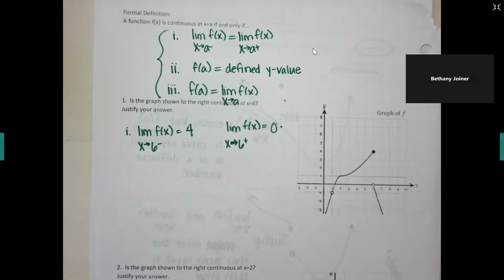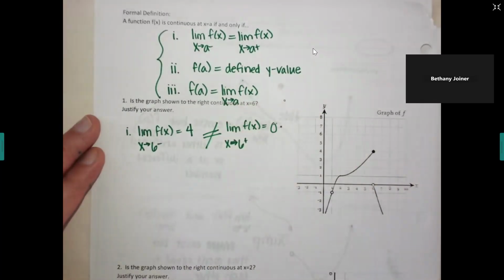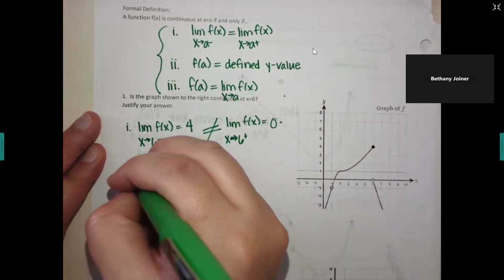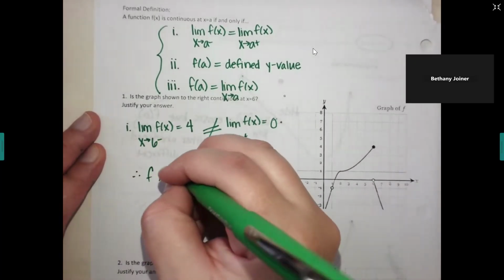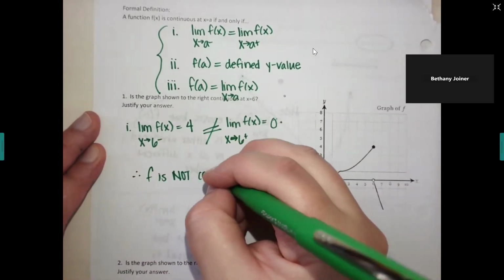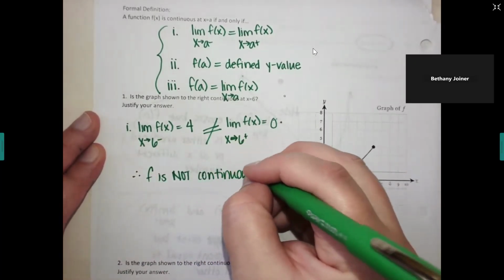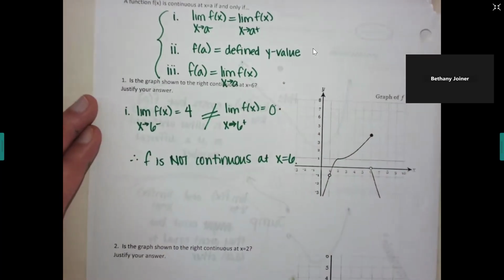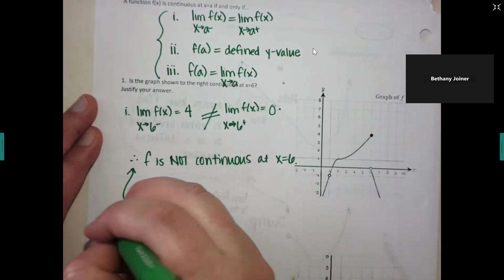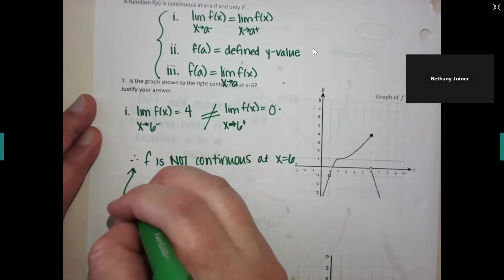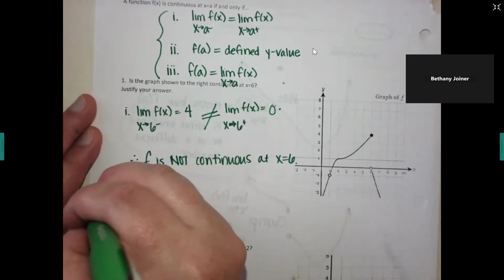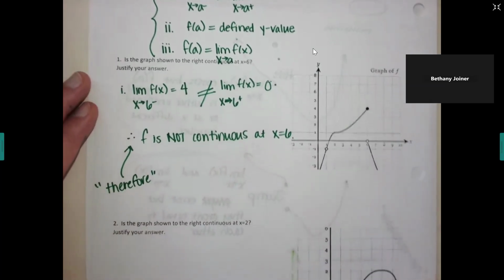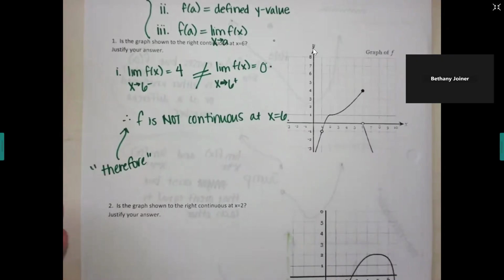Then automatically you have your conclusion. You don't check steps 2 and 3 if step 1's not good. So for step number 1, you would say these are not equal. Therefore, f is not continuous. And the little 3 dots, y'all should have seen that in geometry. That means therefore. If you don't put that on the AP test, no one will cry. It's fine. All right, let's check the next one.